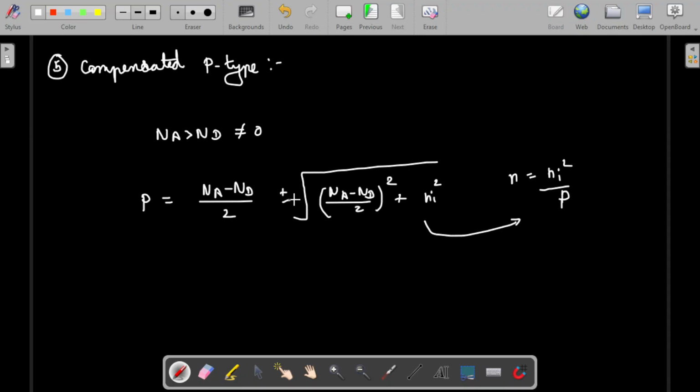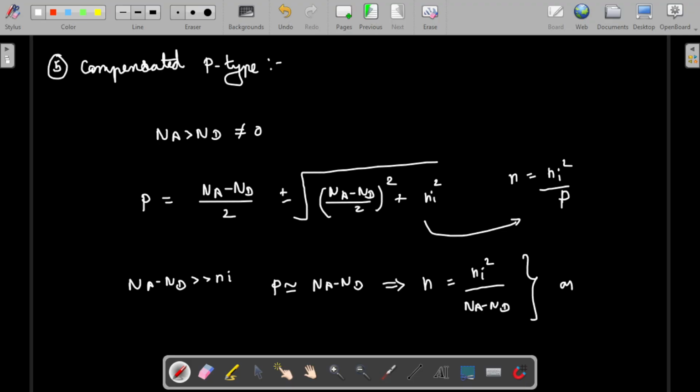Okay. So if the approximation condition is that Na minus Nd is much greater than Ni, then the majority charge carrier will be approximately equal to Na minus Nd. So then we can directly apply this in the N, that will be equal to Ni square divided by Na minus Nd. So this is the approximate calculation. So we are seeing both the exact and approximate calculation.